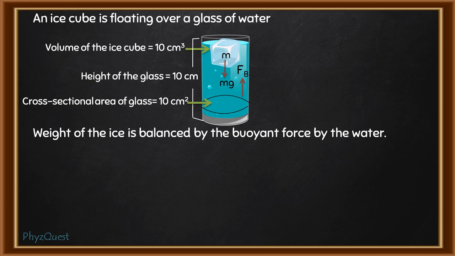since it is floating, in that scenario mg is equal to Fb. That means the weight of the ice is balanced by the buoyant force, which means it's in an equilibrium position. Now what is the buoyant force? The buoyant force is calculated based on the water displaced by the ice.